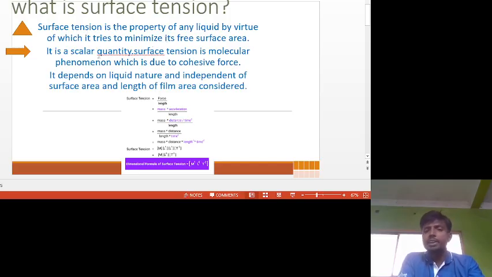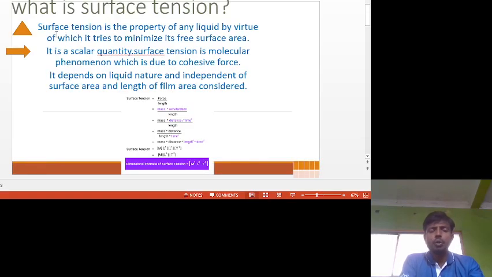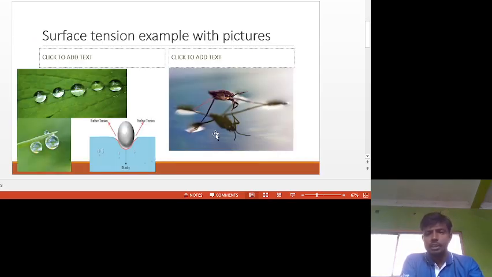It's a scalar quantity. It's independent of surface area, length, and film area. It only depends on the liquid's nature. We can express surface tension as force per length, or work done per length. It is the interface between solids and liquids due to cohesive force, and it works like a stretched membrane.